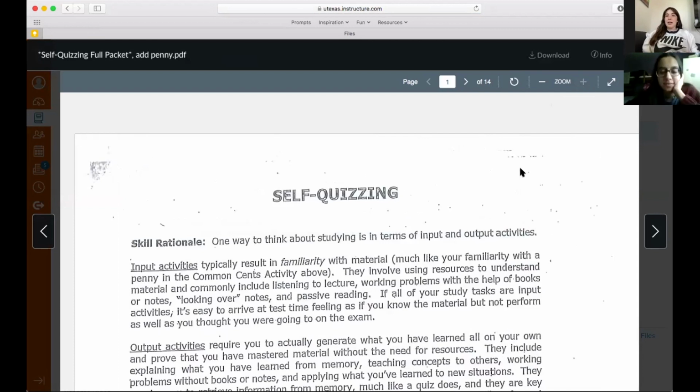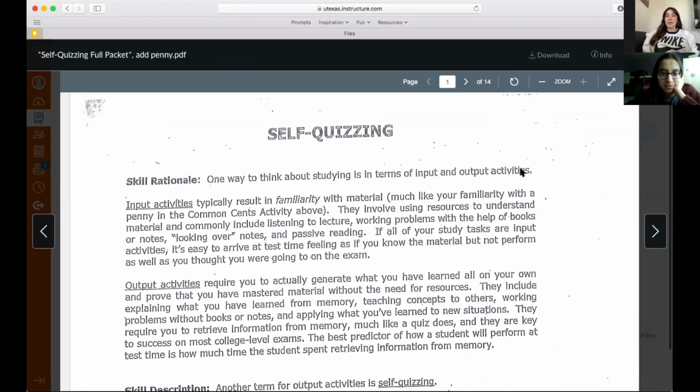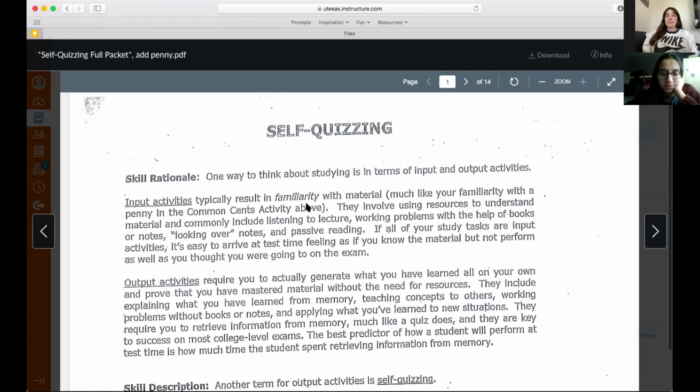And there are two main types of activities that we use when we're studying. So the first is input activities. Go ahead and read this blurb out loud, please. Okay, so input activities typically result in familiarity with material, much like your familiarity with a penny in the common sense activity above. They involve using resources to understand material and commonly include listening to lecture, working problems with the help of books or notes, looking over notes, and passive reading. If all of your study tasks are input activities, it's easy to walk into a test feeling as if you know the material, but not perform as well as you thought you were going to on the exam.